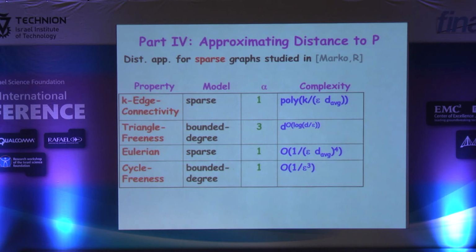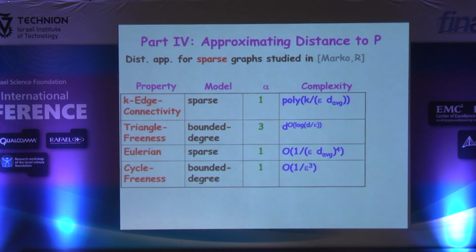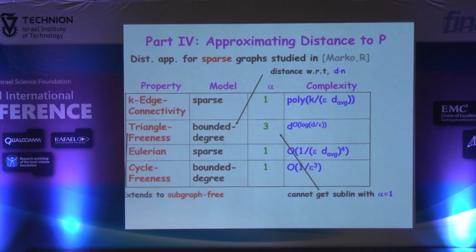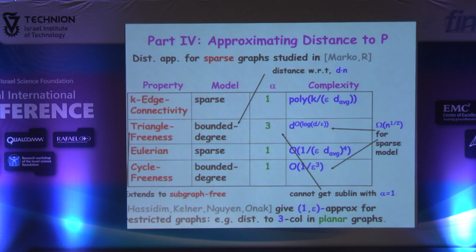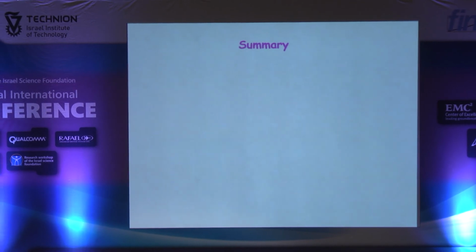I won't go into details, I'll just talk about what the properties are, and there are various others, say cycle-freeness. You want to know if the graph is close to being a forest, being Eulerian, being triangle free. So there are various results with various qualities of estimates, again using some of the ideas we talked about before and some other ones. So this is just more details about the results that we get here.